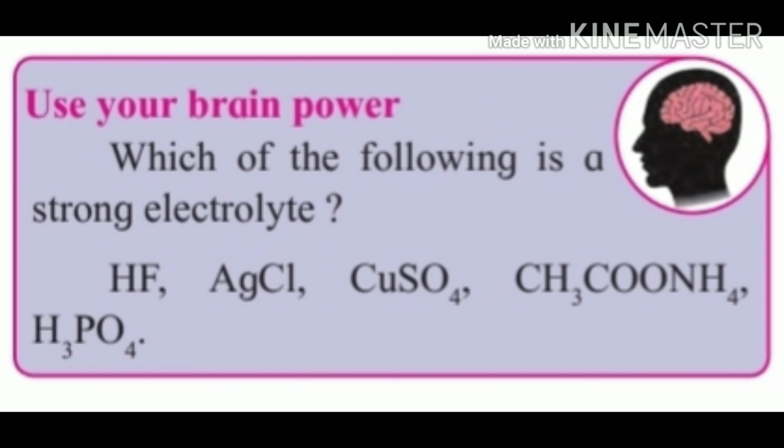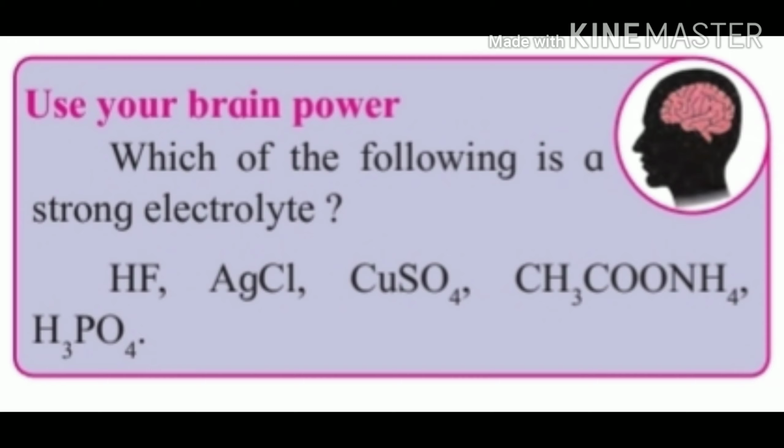Here, they have asked you to identify which is a strong electrolyte. We move with the first one, HF, hydrogen fluoride. Hydrogen fluoride is a weak acid and it is going to dissociate to a smaller extent. Hence, it is going to be a weak electrolyte. Then you have silver chloride, AgCl. AgCl is going to dissociate as Ag plus and Cl minus, and hence it is a strong electrolyte.